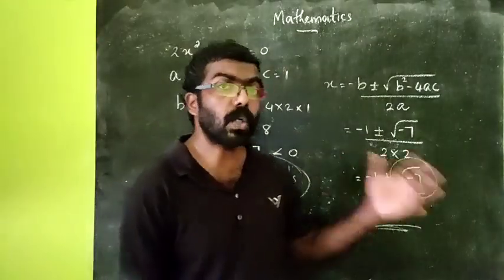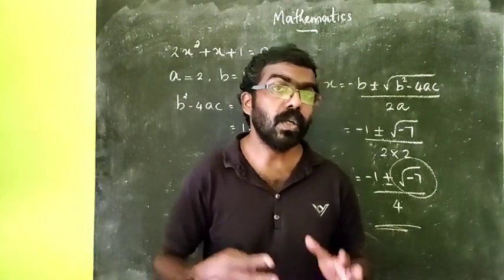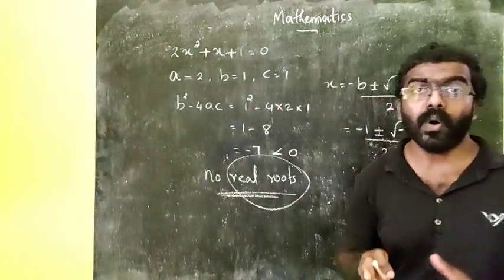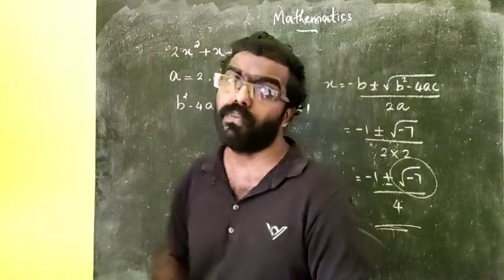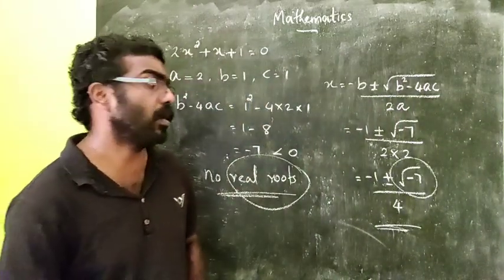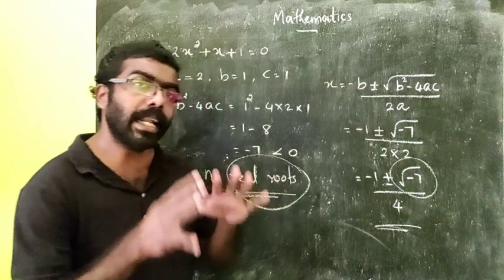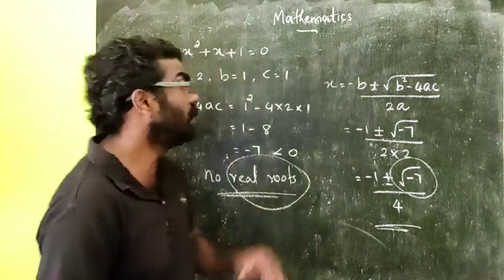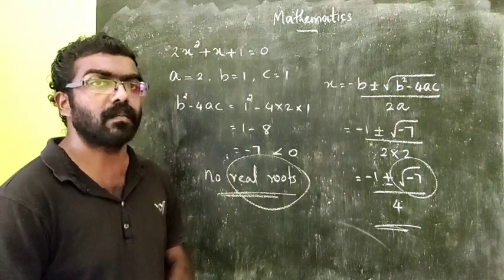Clear? Here, root of minus 7. We know that no negative number can be the square of any real number. That means in the set of real numbers, we can't find the solution of this quadratic equation.